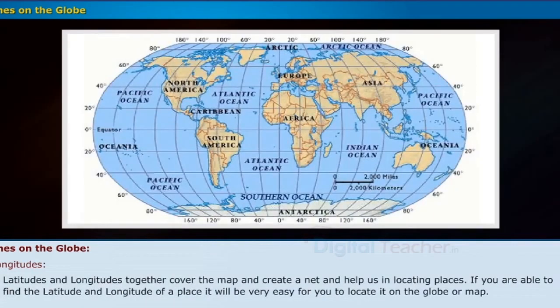Latitudes and longitudes together cover the map and create a net and help us in locating places. If you are able to find the latitude and longitude of a place, it will be very easy for you to locate it on the globe or map.